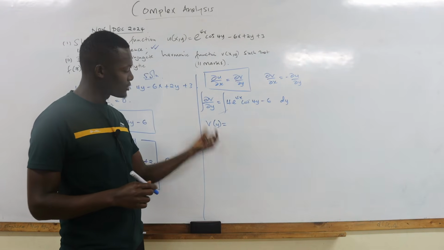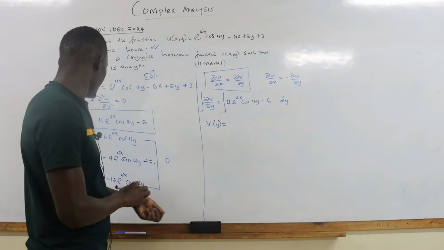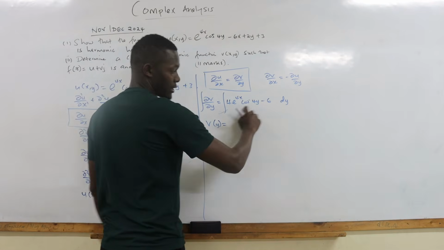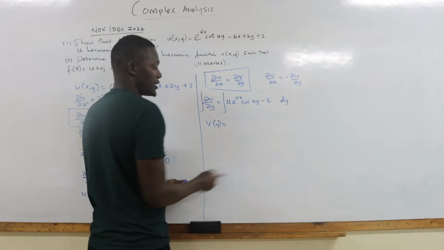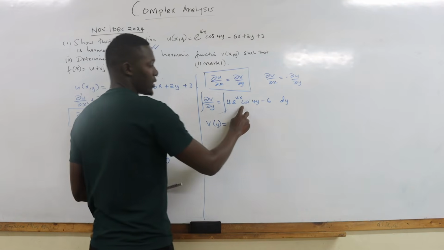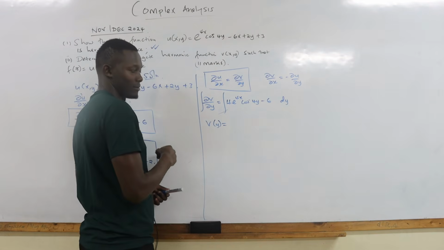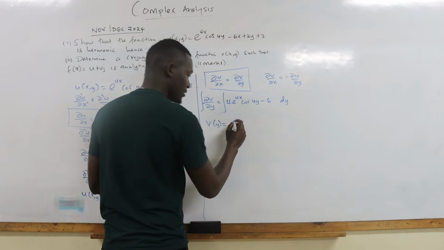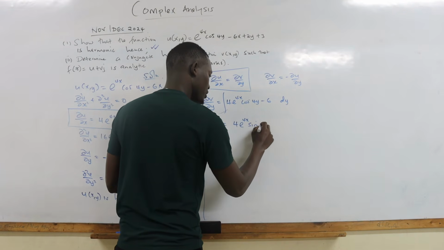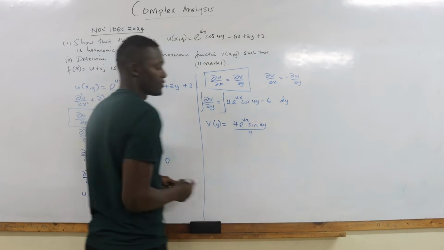So now for us to get v, integrate this function. Remember, we're integrating with respect to y, so you're integrating only the y part. What is the rule of integration? You divide by the constant. So when you integrate cos, you get positive sine. So we shall have 4 exponent 4x. This one becomes sine of 4y, but you divide by the constant. What is our constant? Our constant is 4.